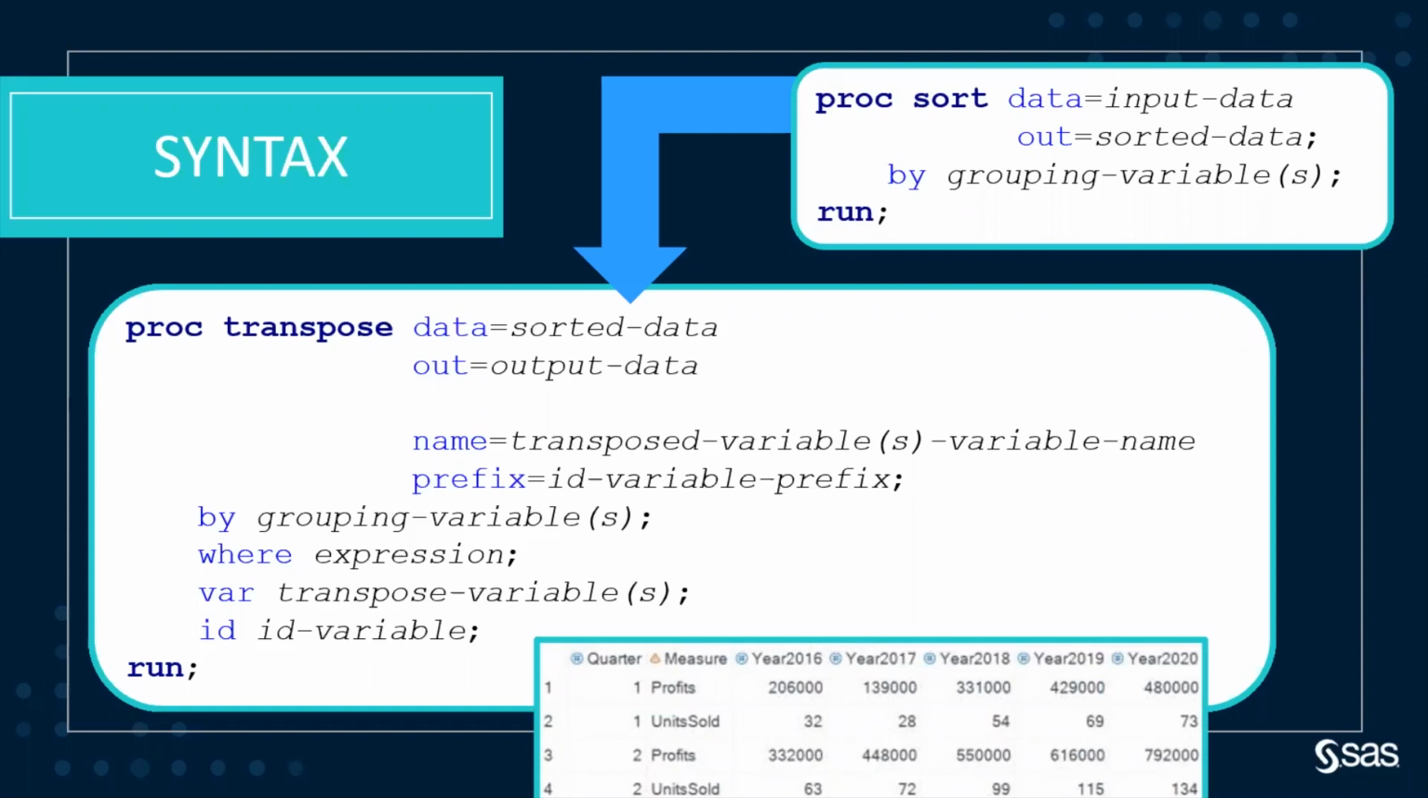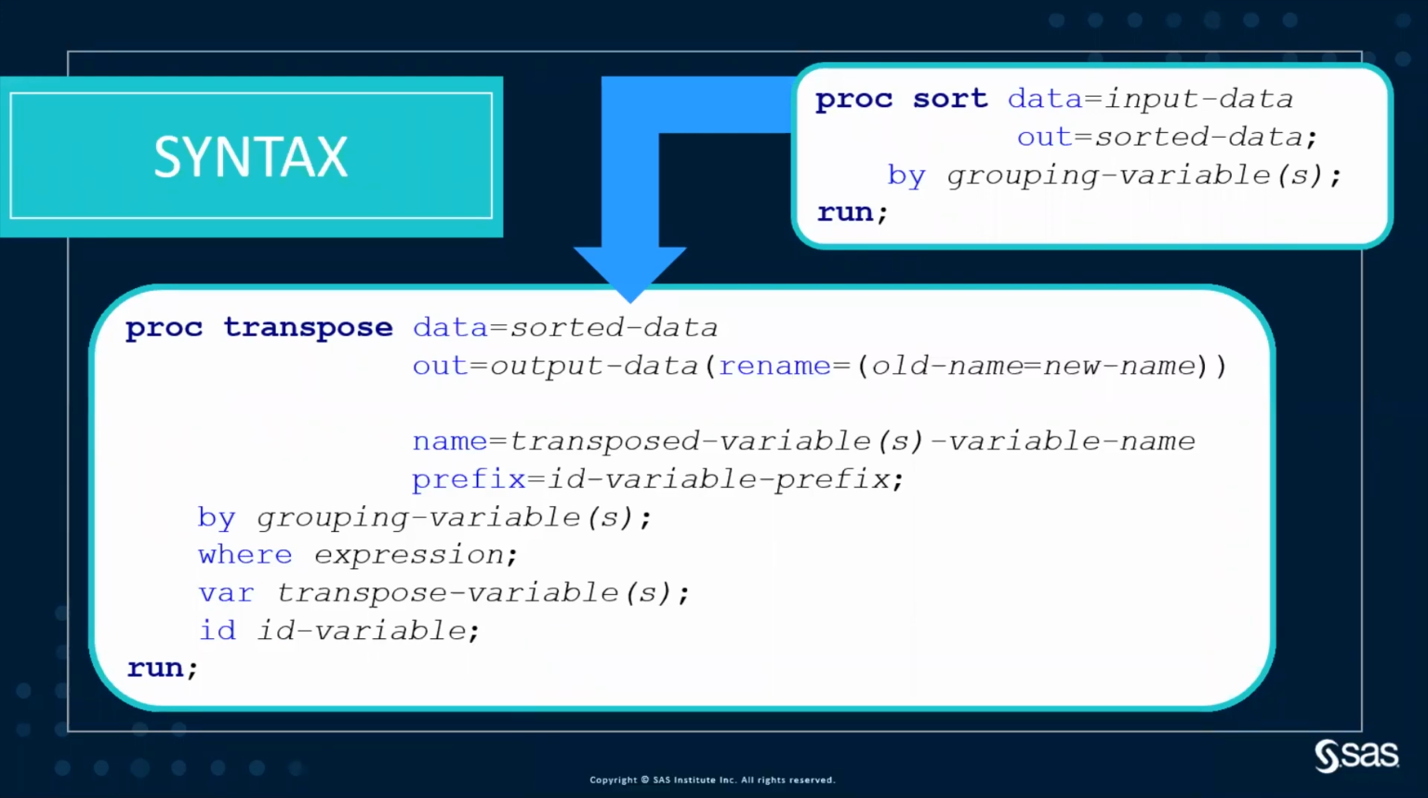Lastly, you may find that some of the column names in the output still don't look quite right. If that's the case, you can rename them with the rename equals dataset option on the output table, or if you'd like to remove a column altogether, you can use the drop equals dataset option. Both of these dataset options can also be used on the input table if necessary.